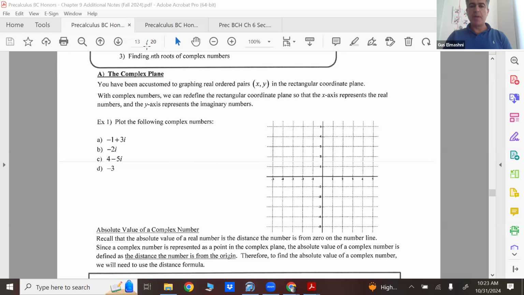Okay, first off, the complex plane. You guys may or may not know this. The complex plane is like xy, but x represents real and y represents imaginary. So this is the real axis. The y-axis is the imaginary axis, and the x-axis is real. So when you have negative 1 plus 3i, you just plot this.